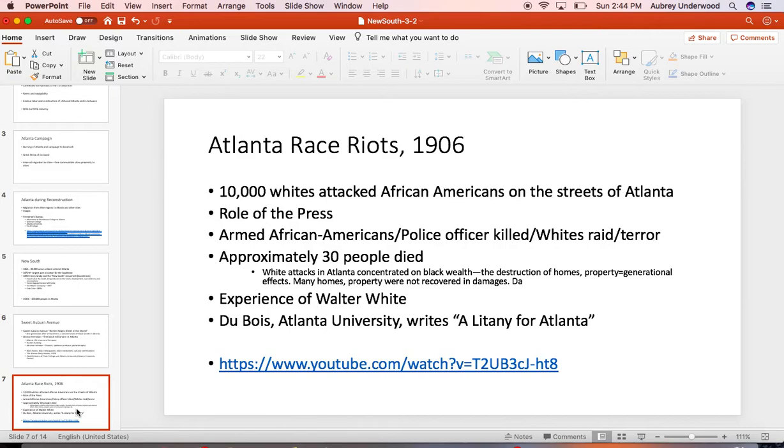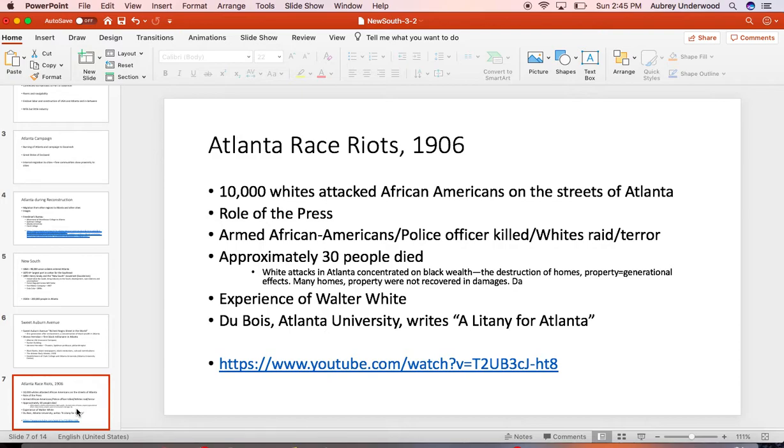In this particular riot, African Americans are also armed, trying to defend homes, livelihoods, and of course, one's own life. Police officer killed, African Americans are killed. There is an approximation of 30 people, but that is also underestimated. It'll take decades before the culmination of this attack is really calculated. And it will only be in the early part of the 21st century that historians and the city start to commemorate and remember the tragedy of this event.